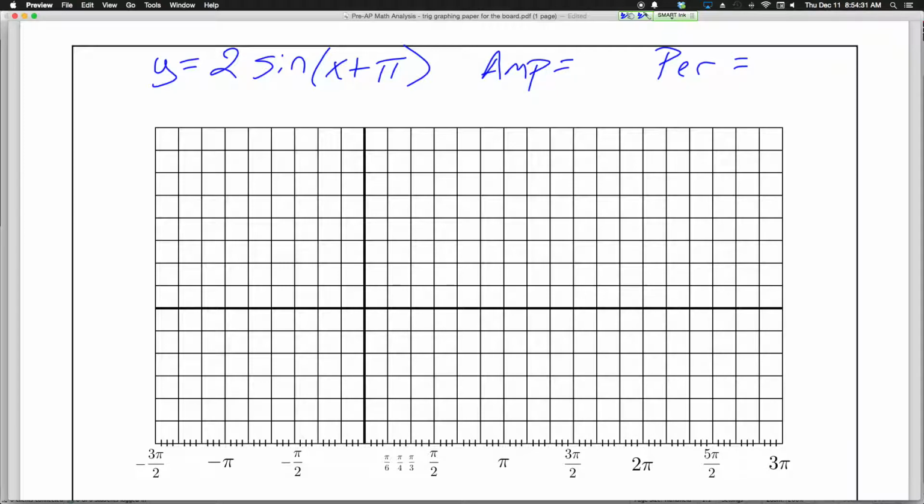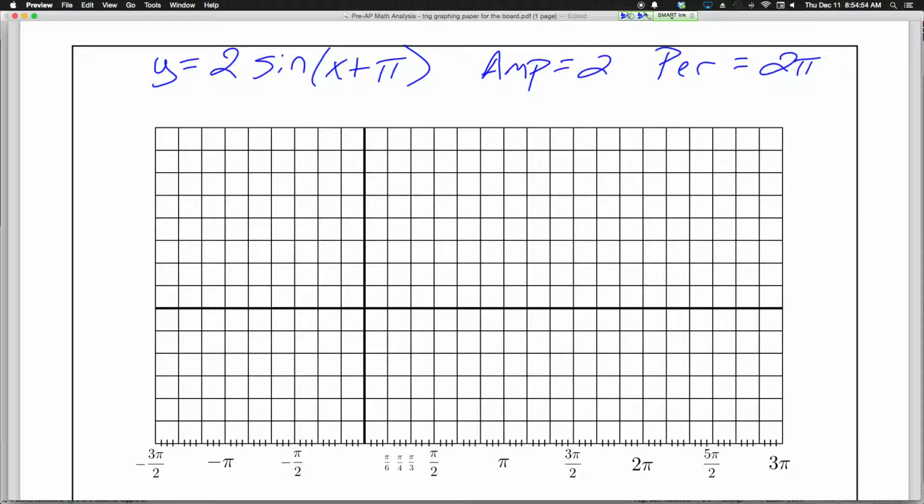So my amplitude is 2 and the period is 2 pi. How do you find the period? Because it's 2 pi over b. Where do you find b at? B is the number in front of x. In this case, there's no number in front of x, so it's understood to be 1. So 2 pi over 1 gives me 2 pi.